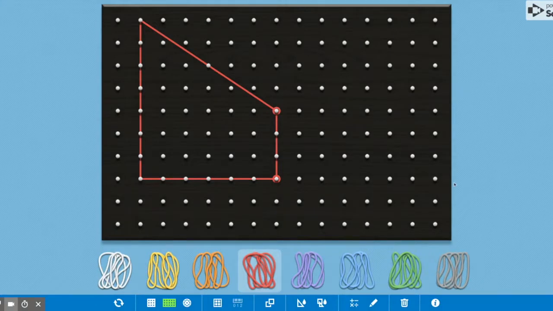So give me a thumbs up if you think you're ready to play with this geometry tool. Awesome. So we're going to play with the geometry board.